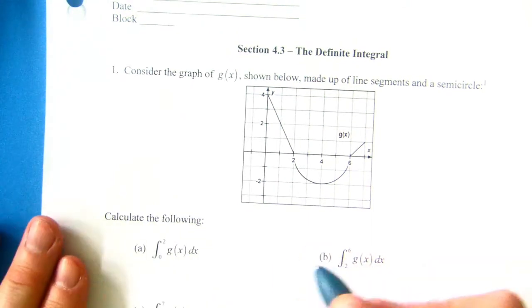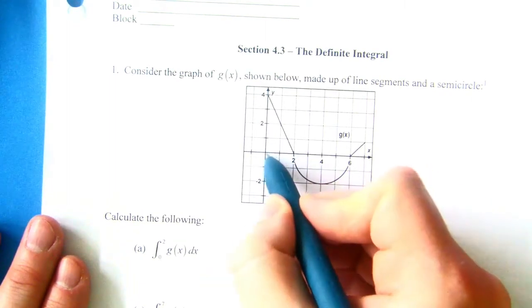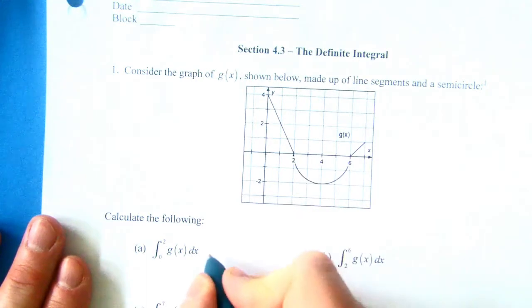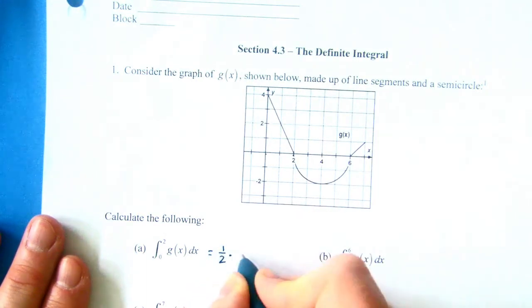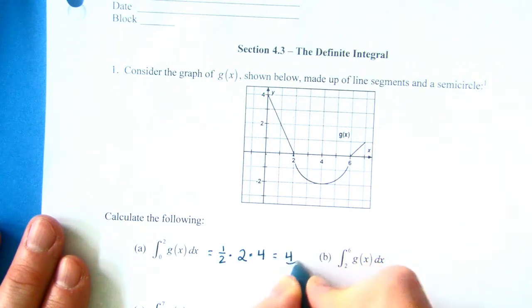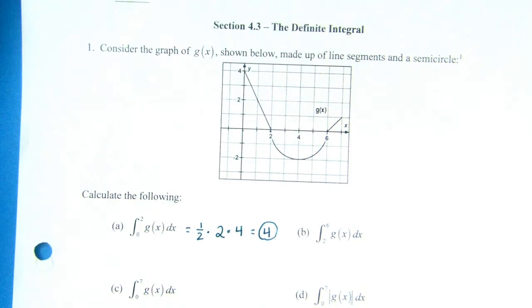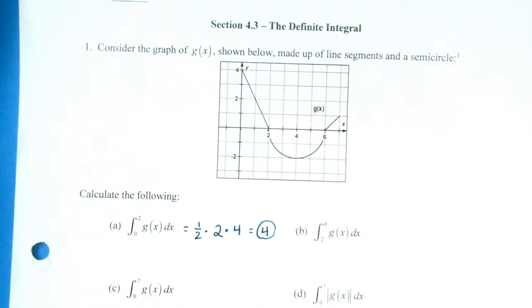Well, I want to do the integral from 0 to 2 of g of x dx. I see a triangle over here from 0 to 2. That's going to be 1/2 times the base is 2, the height is 4, so 1/2 times 2 times 4. And you're going to get 4. You try letter B.